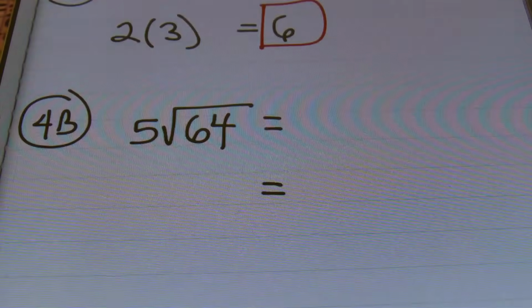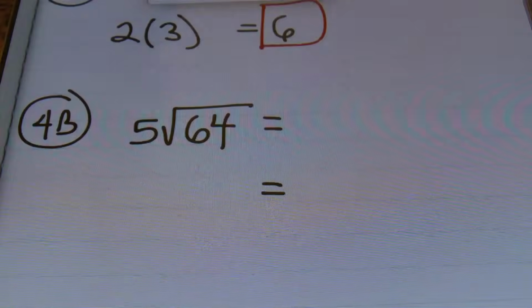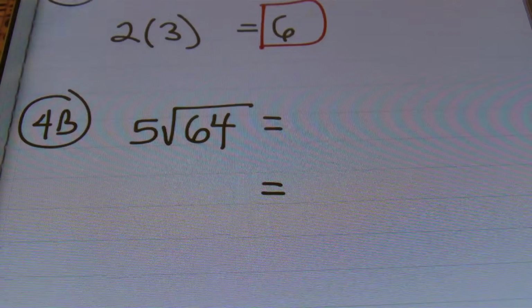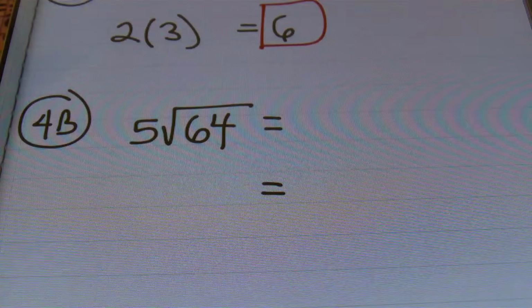4b. In 4b, we have the following. We have 5 times the square root of 64. I know that 64 is a perfect square. This number is on that list from the beginning of the tutorial.